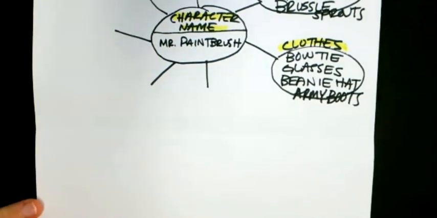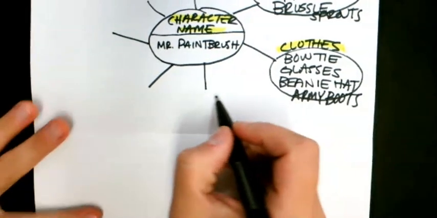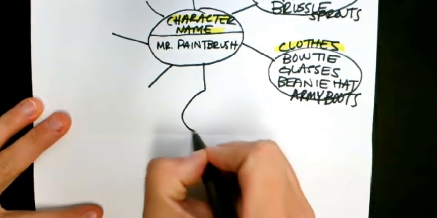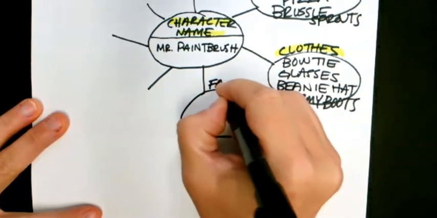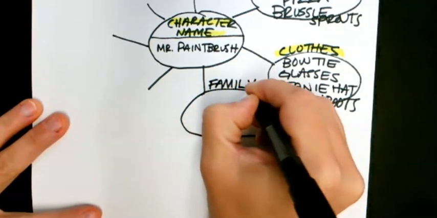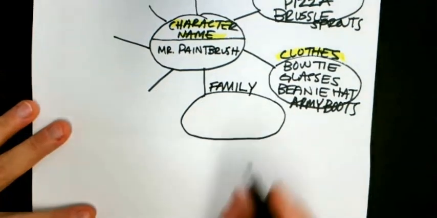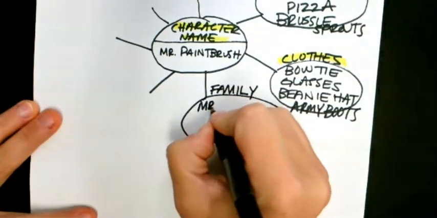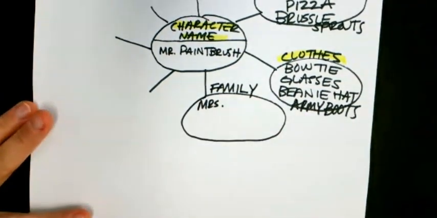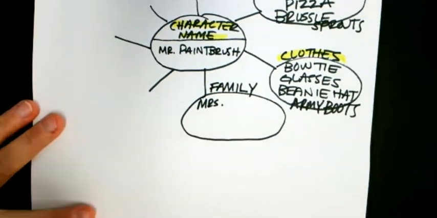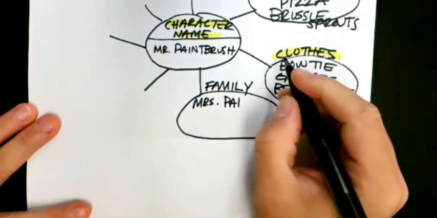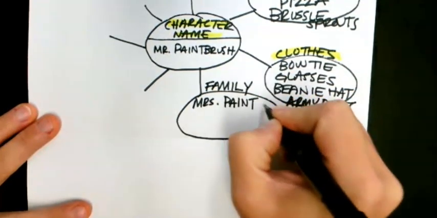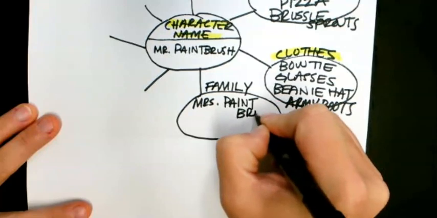Okay, and our next bubble that we're going to brainstorm is, what is this character's family? Who do they live with? Who do they consider family? And, you know, some people have a family that is something that they are born into, and some people have a family that they create. So go ahead and fill out family.